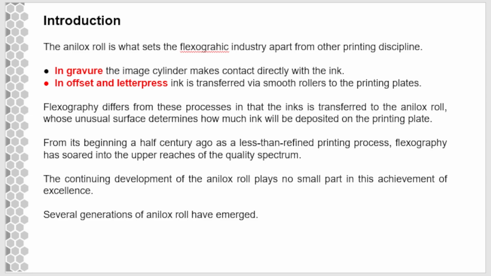The Anilox roll is what sets the flexographic industry apart from other printing disciplines. In gravure, the image cylinder makes contact directly with the ink. In offset and letterpress, ink is transferred via smooth rollers to the printing plates. Flexography differs from these processes in that the ink is transferred to the Anilox roll, whose unusual surface determines how much ink will be deposited on the printing plate.